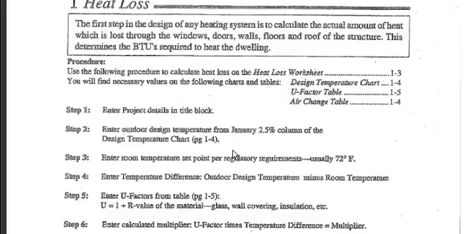So that's the number we're going to use to calculate what our difference in temperature is across the wall segments. We're going to enter our room temperature set point as well, and that's going to be entered as 72 degrees Fahrenheit in the appropriate box. We're going to enter the difference between the outdoor design temperature of 17 degrees and the room temperature of 72 degrees, and we'll come up with a difference of 55 degrees, which is going to go in our chart.